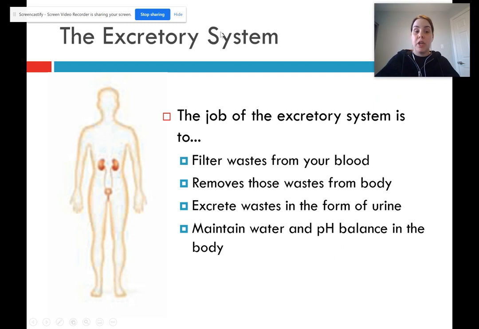Okay, so the major job of your excretory system, like we see, your two kidneys in your lower back, your urinary bladder close to the bottom of your body. The major job is to filter waste from your body, remove those waste from your body, and excrete them in the form of urine. And like we said, it also helps maintain your water, your salt, your pH balance in your body to make sure that you're in a healthy internal environment.